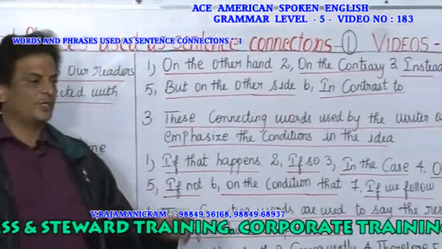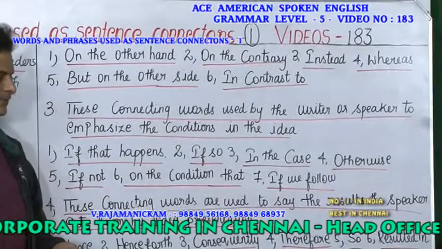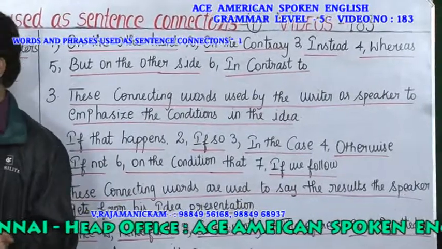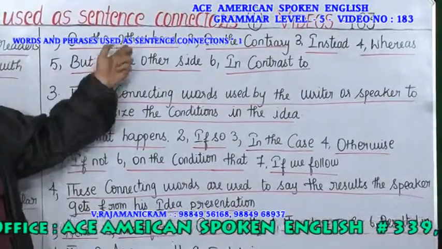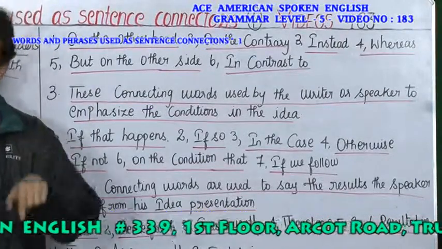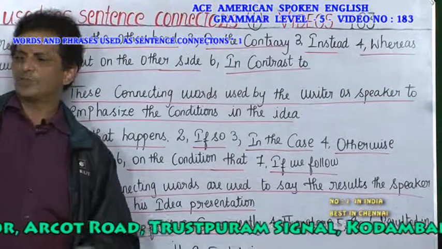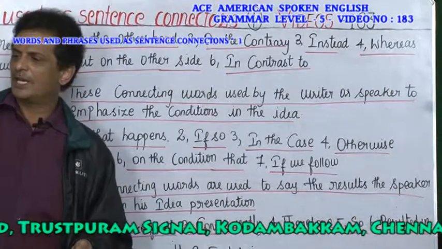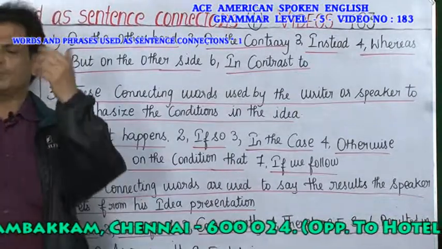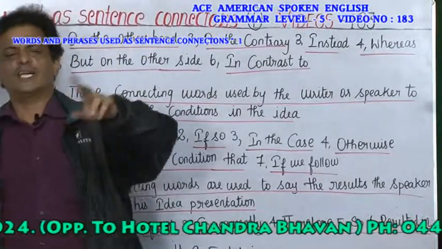On the other hand, how do you say? See, for example, most of the Indians follow what? Hinduism, isn't it? On the other hand, European countries follow Christianity, right? On the contrary, the opposite. For example, Tamilians speak Tamil. On the contrary, Telugu people speak Telugu. Instead means what? Because of that, this.